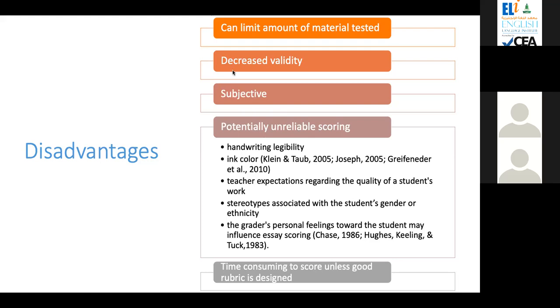Okay, so another disadvantage could be that it can decrease validity. Validity is the measure of a test, to what extent it can test the amount of content that is there. So that is one of the objections on this kind of testing, that validity is at stake sometimes. It's quite subjective. So the point coming next will also link with that.